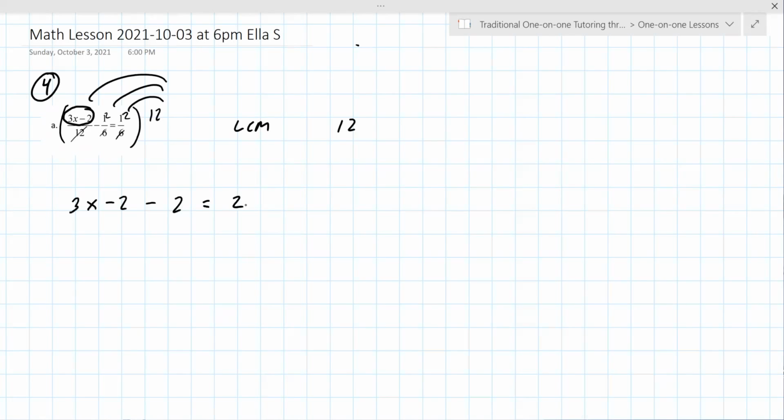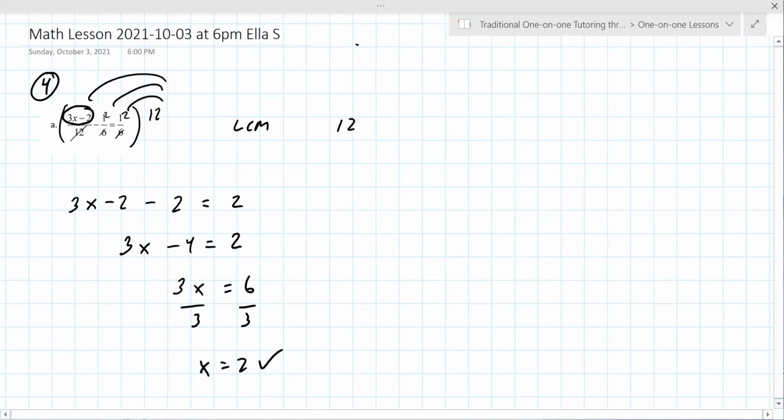Is that clear? Or need more explanation on that? Okay. So we got 3x minus 4 equals 2. 3x equals 6, divided by 3, divided by 3. So x equals 2. No issues there on that one. If anything, if I'm going too fast or something's unclear, just let me know, and I'll do a better job.